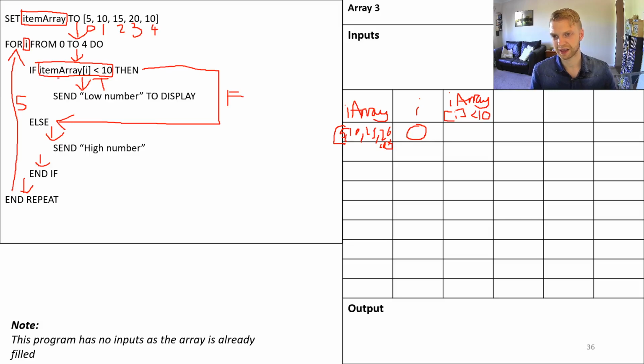Now when you see if item array I, what you're doing is you're looking up what the value of I is, which is currently 0, and you look up this, so it's 5. So you're actually asking if the item at position 0, because I is currently 0, is less than 10. So is 5 less than 10? That's what you've got to ask. Yeah, it is. So you put true, and then you write low number to display.